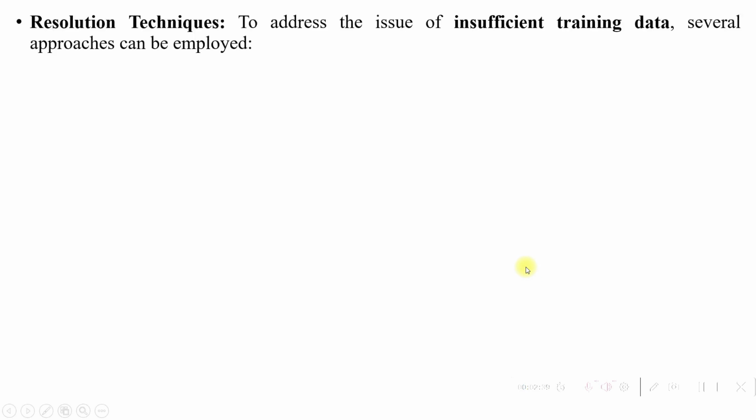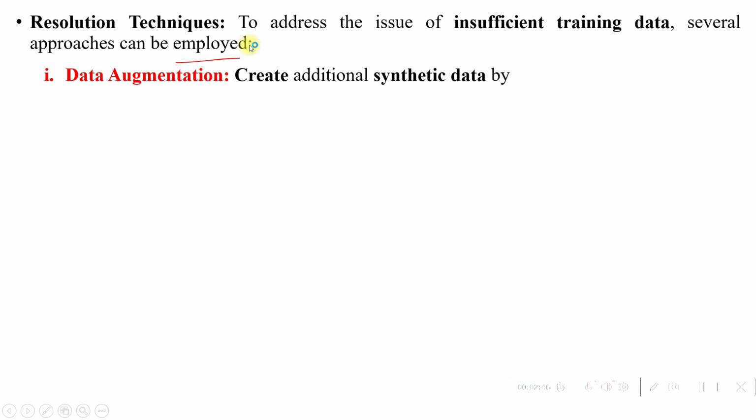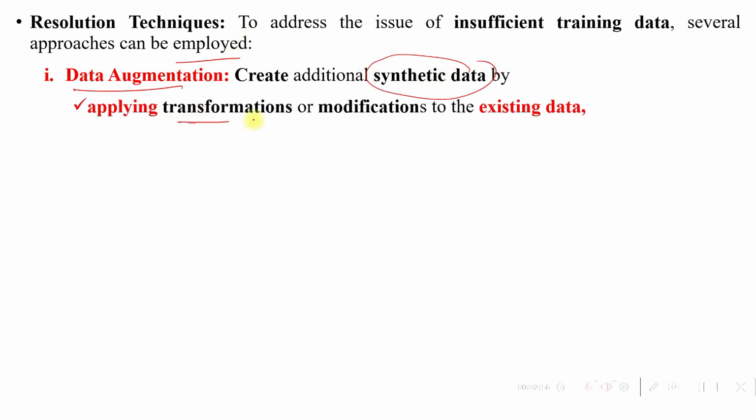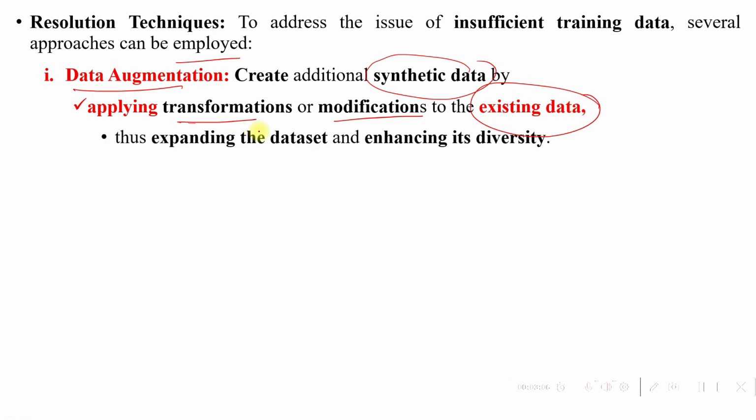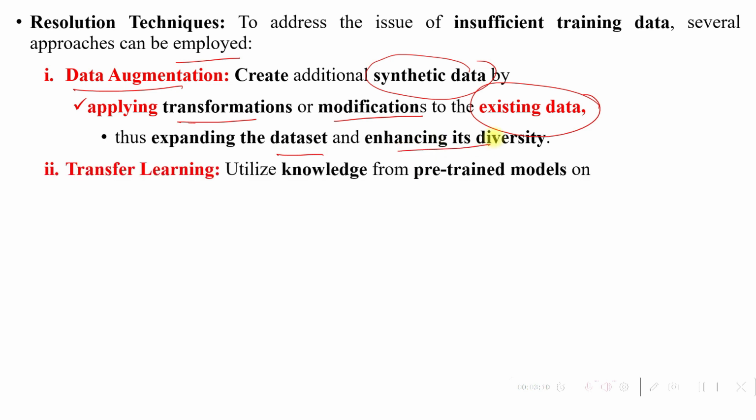In order to overcome this problem, we have several approaches. The first one is data augmentation. Create additional synthetic data by applying transformations or modifications to the existing data. By using this, we can increase the size of the data set, thus expanding it and enhancing its diversity. The second approach is transfer learning.